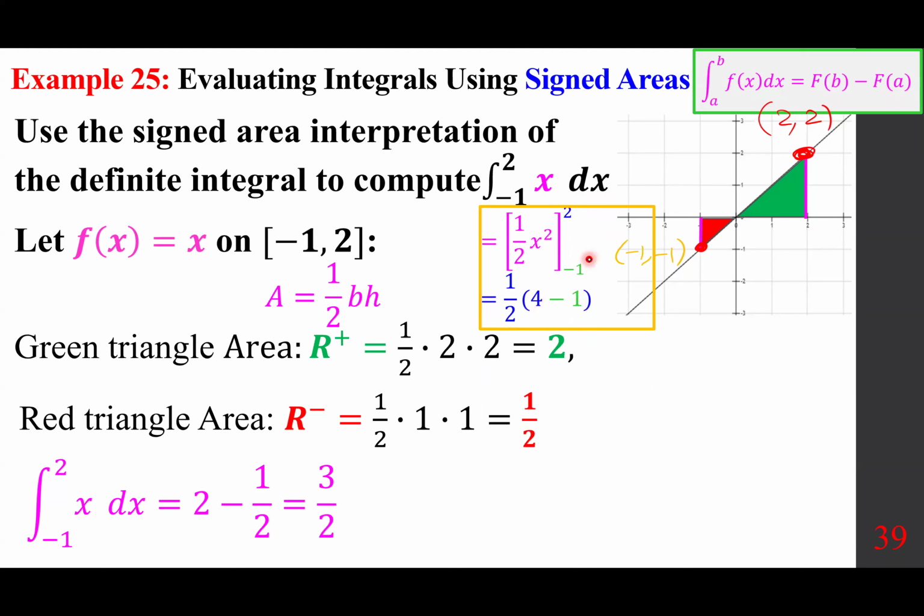So the difference of the two, that's why F of b minus F of a. So 1/2, you plug in 2, you get 4. When you plug in -1, you get 1. The difference is 3, and it's 3/2. And this is exactly what we got here.